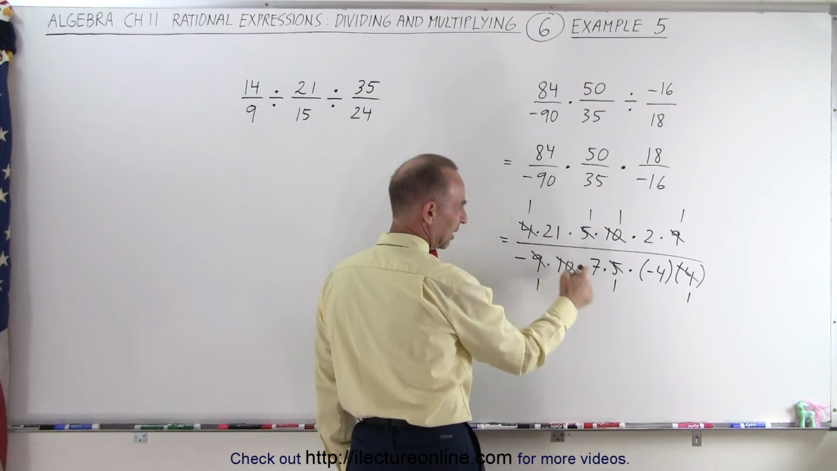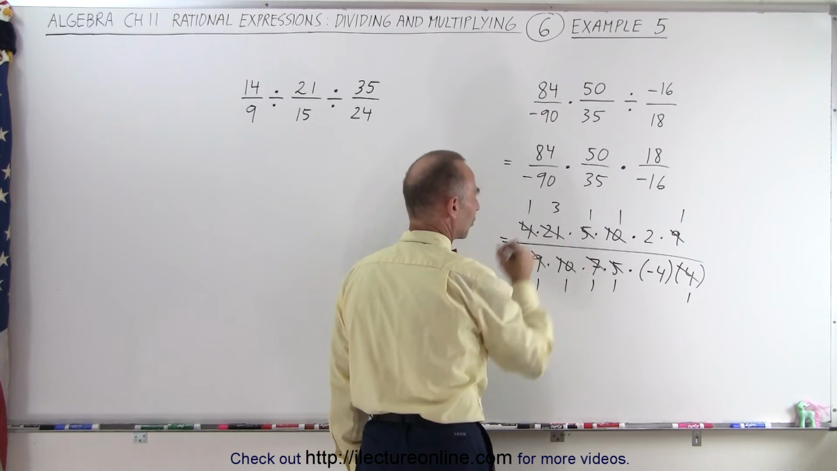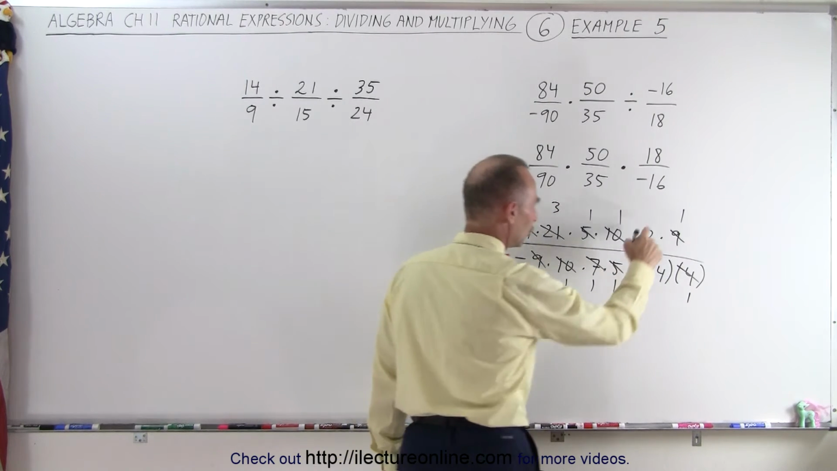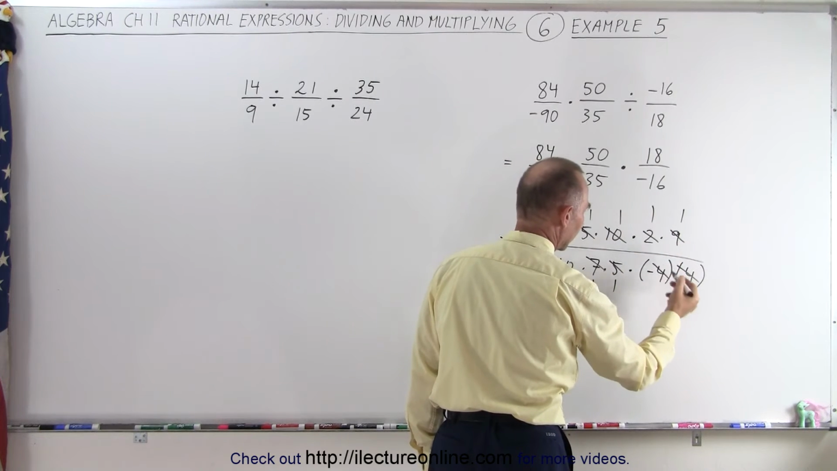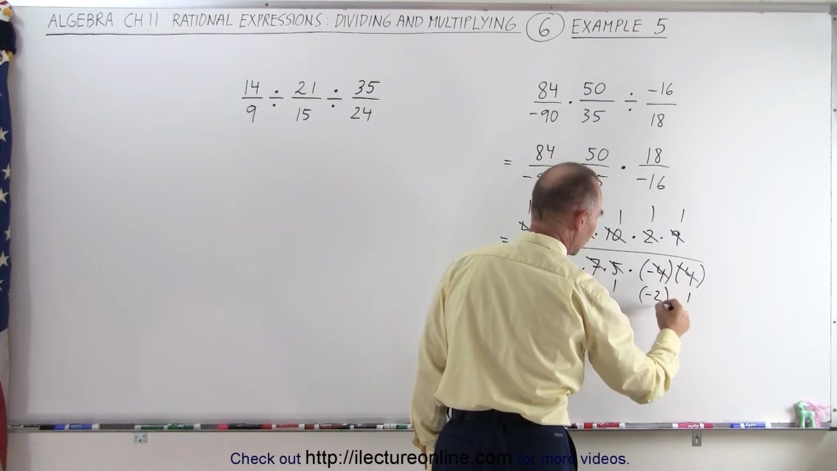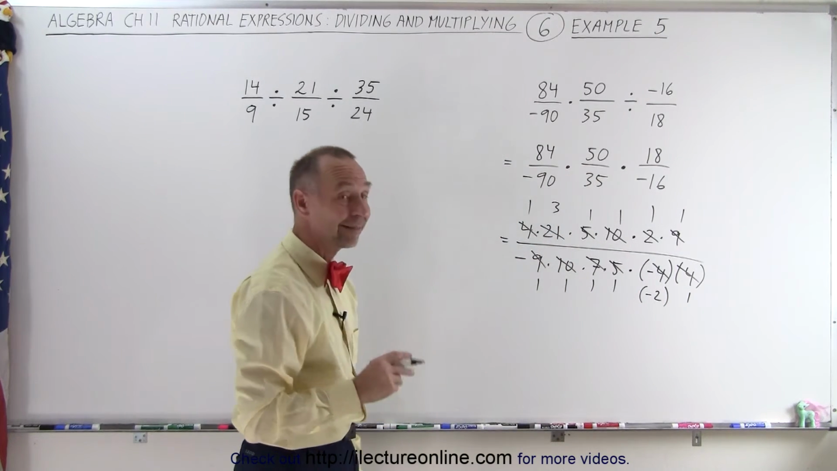Now we have a 21 here and a 7 here. 7 divided by 7 is 1. 21 divided by 7 is 3. And we have a 2 and a negative 4. So 2 divided by 2 is 1. 4 divided by 2 would be a negative 2. Make sure we keep the negative sign. And now I think that's the end.